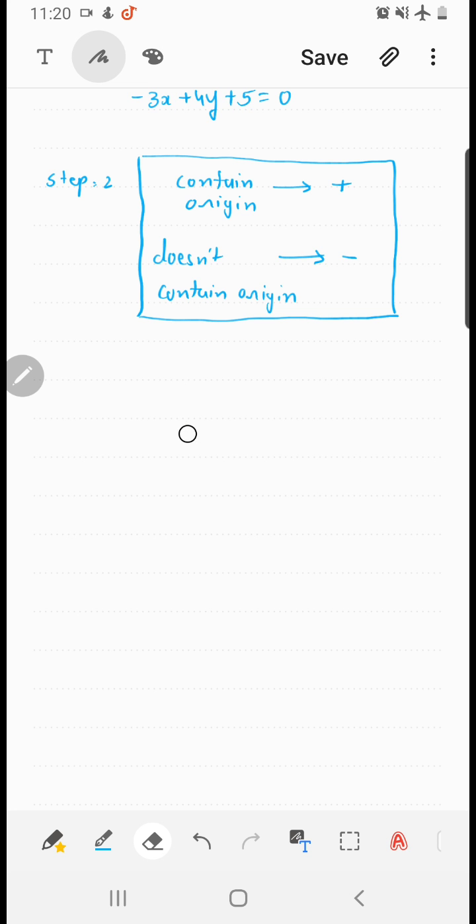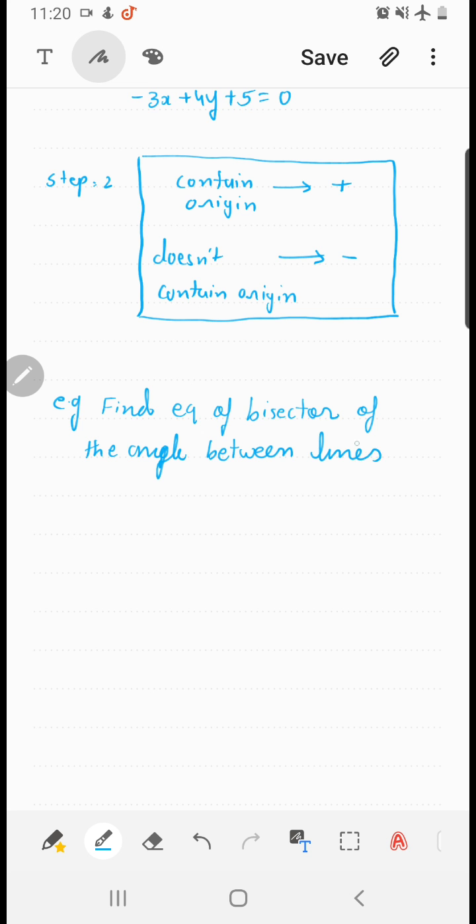Now let me show you with an example here. The question would be like this: find the equation of the bisector of the angle between the lines 3x minus 4y is equal to 1 and 12x minus 5y minus 2 is equal to 0, containing the origin.